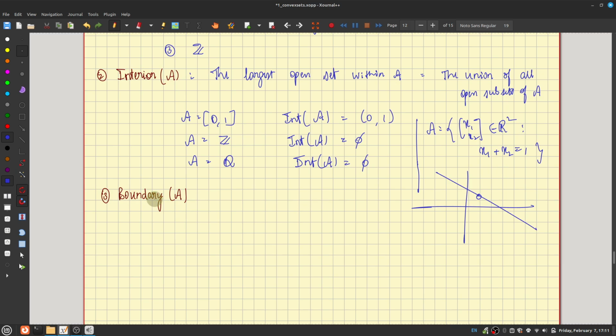Great. Just as we've defined the closure and interior of A, I also want to define the notion of a boundary of A. And the boundary of A, can you guess what this should be?